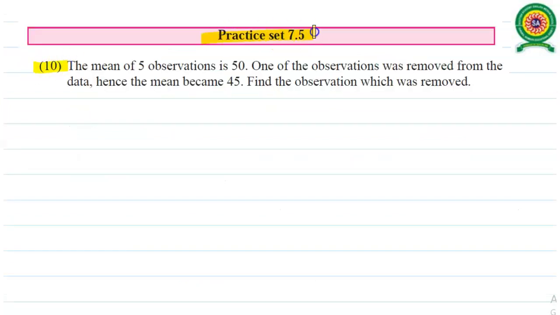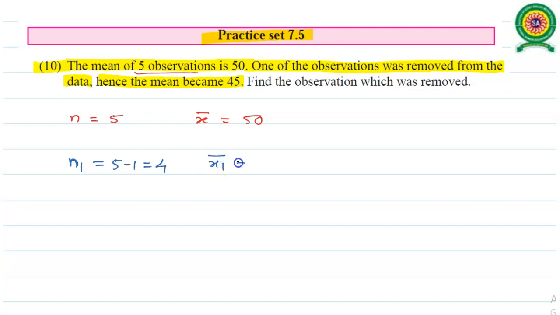Look at question number 10 from practice set 7.5. The mean of 5 observations is 50. So we are given that the total number of observations is denoted by n, that is 5, and the mean is denoted by x bar, which is 50. One of the observations was removed from the data. Once we remove one observation, the total number of observations, which I assume is n1, is 5 minus 1, which becomes 4. Hence the mean becomes 45. I will assume this mean as x1 bar, which is 45. Find the observation which was removed.